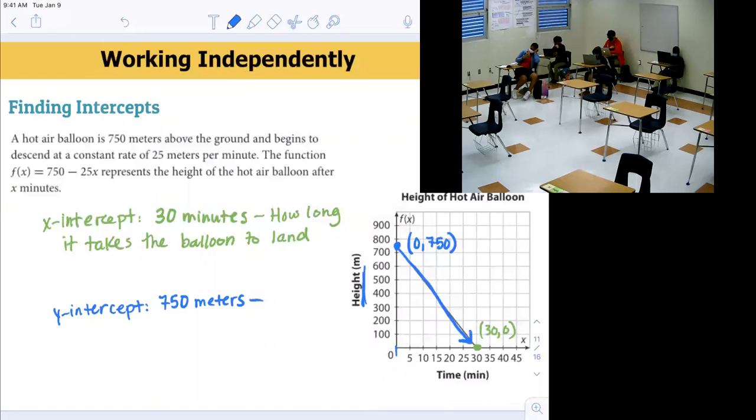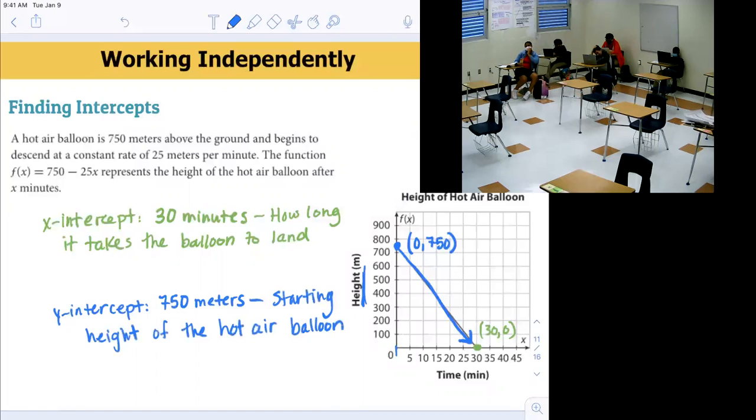Okay, so what this y-intercept is telling me, the 750 meters, is the starting height of the hot air balloon. And it kind of tells us that in the problem. It says a hot air balloon is 750 meters above the ground and begins to descend. So it's actually telling us in the words, but you also have to be able to understand it on a graph. So the y-intercept is our starting height. From there it goes down and it takes 30 minutes to land. So it's telling us a story.